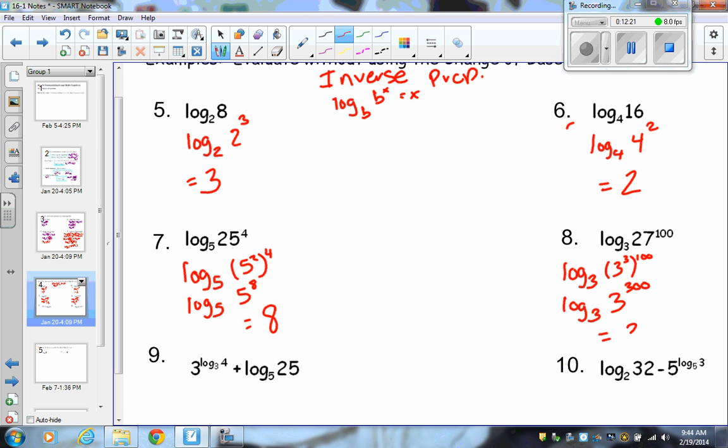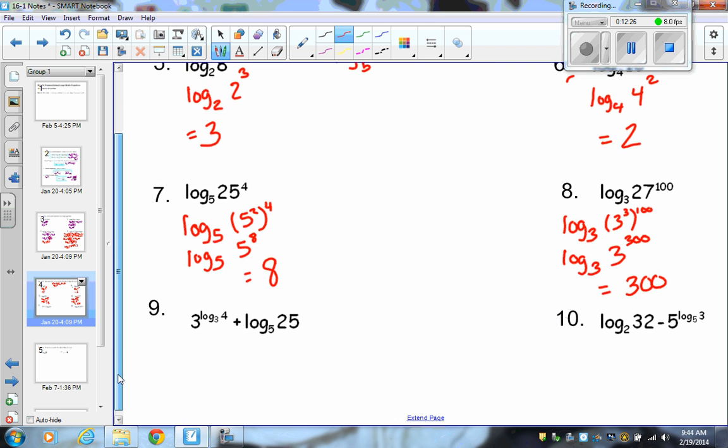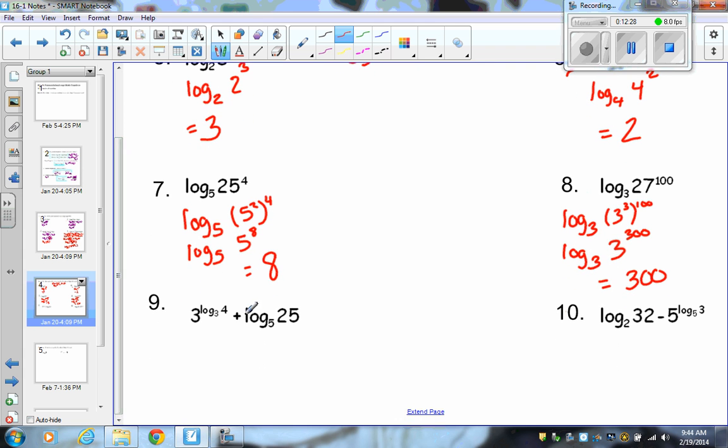And now my answer is just 300. This is using the other property on example 9 that we have in our inverse rules that says that if you have a number raised to the log of a number of x, that's just going to equal x. So as long as the base of the exponent and the base of the log are the same, then your answer is just going to be whatever you're taking the log of.